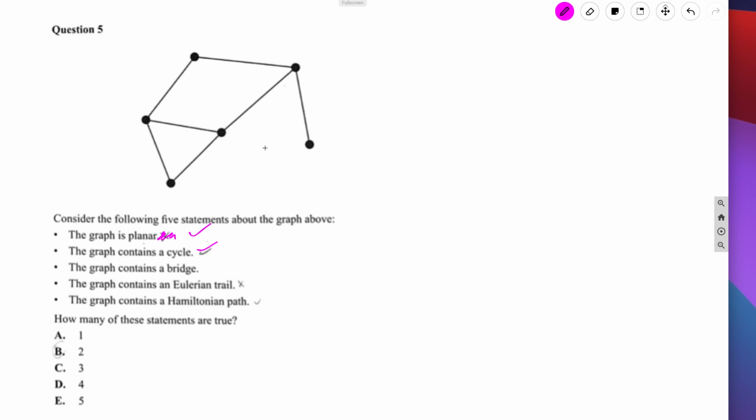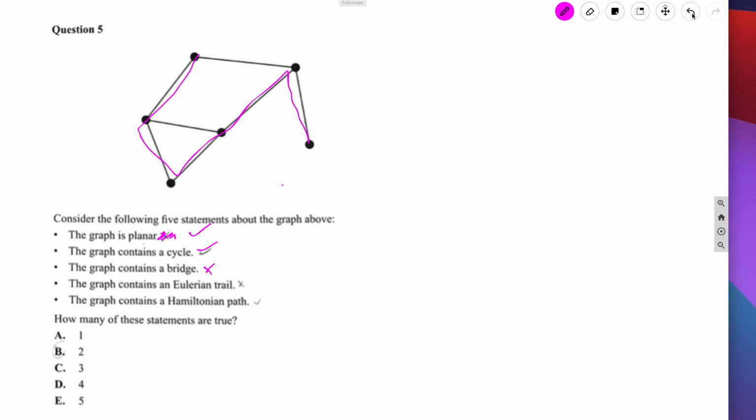The graph contains a bridge. So a bridge is a single line connecting two parts. So this is not a true bridge here because there's not another loop. It's technically connected as part of it. So not a true bridge. The graph contains an Eulerian trail. So Eulerian trails, we've got to be able to go through everything and follow.